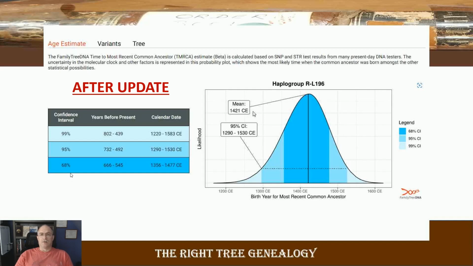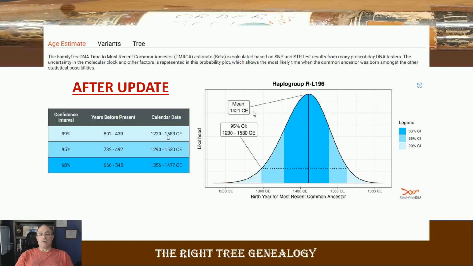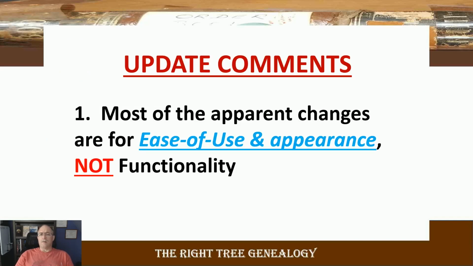So they made this block a little smoother, a little easier to read, that hey, this is your interval, these are the years before present, and this is the time frame. Well, if you note, if we look at this one, 1221 to 1584 and 1291 to 1530, well, now it's 1220 to 1583 and 1290 to 1530. So there was a change in the actual confidence interval for the 95% and for the 99%, and there's where the changes took place. Most of the apparent changes are ease of use, or able for you to find things quicker on the page, and appearance, just making it smoother and not as clunky looking.